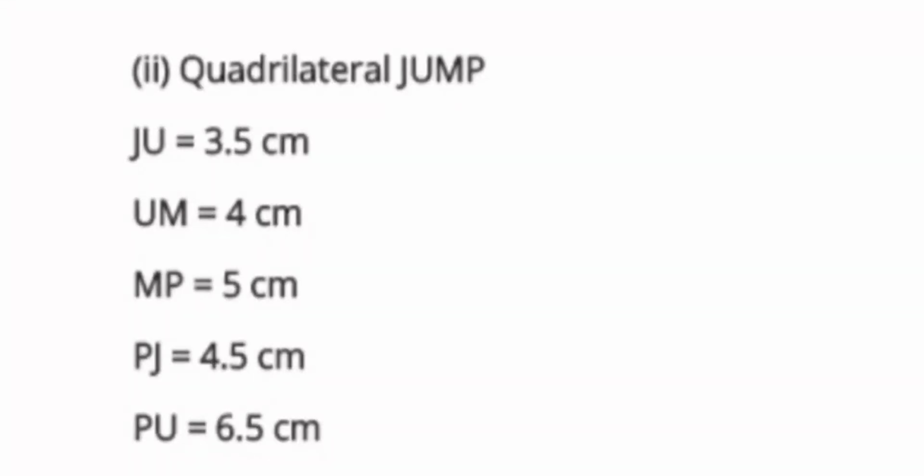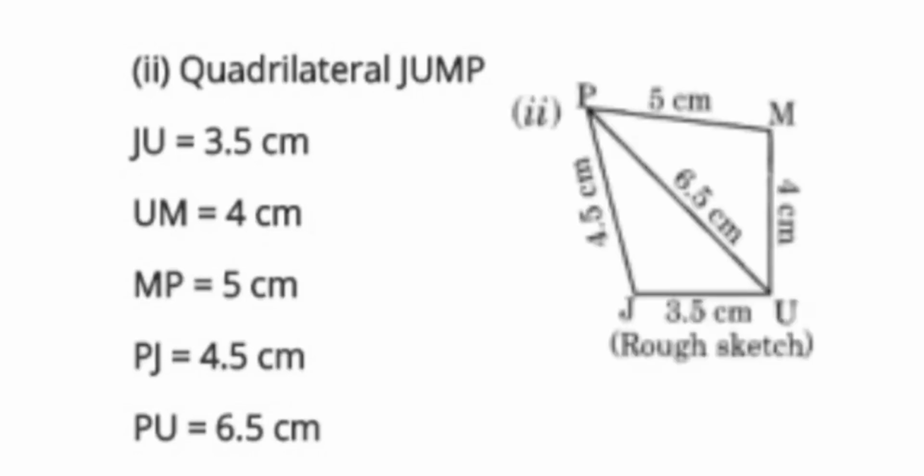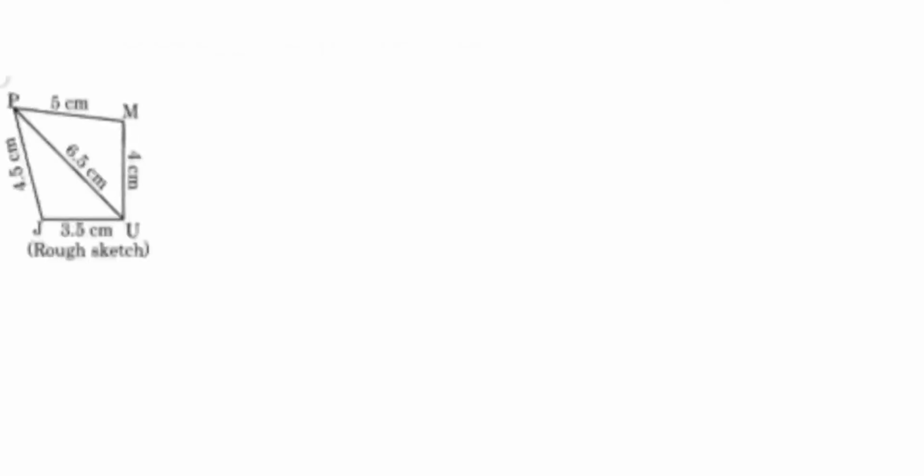Next is quadrilateral JUMP, where JU 3.5 cm, UM 4 cm, MP 5 cm, PJ 4.5 cm, PU 6.5 cm. Using this information, first draw a rough sketch. Here taking JU as base 3.5 cm. So using this rough sketch, first draw a straight line JU of 3.5 cm.